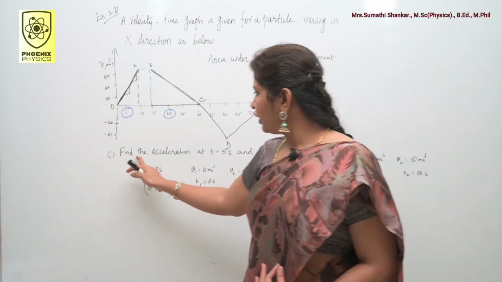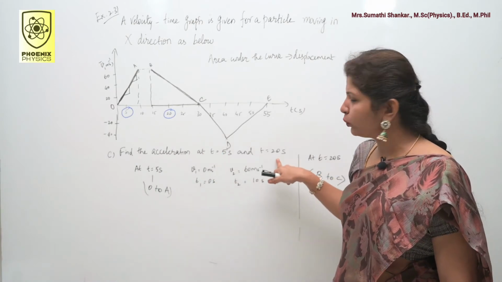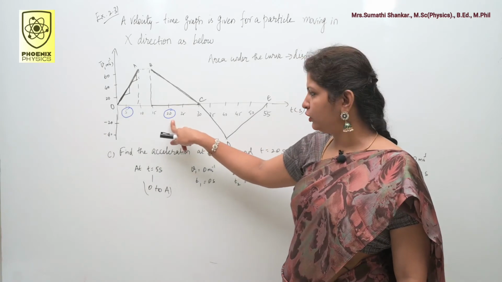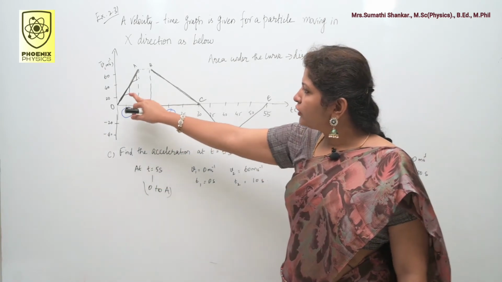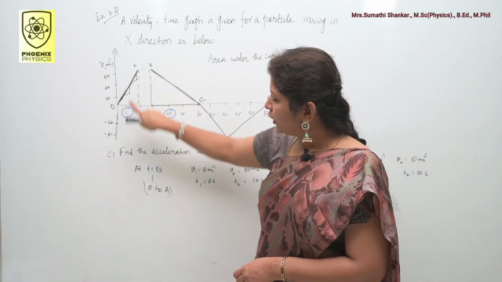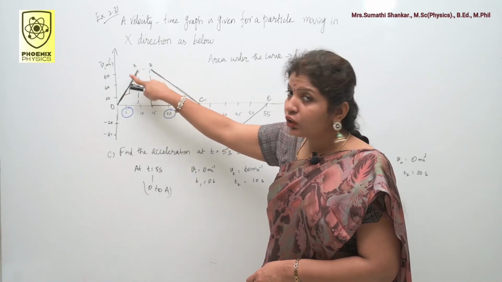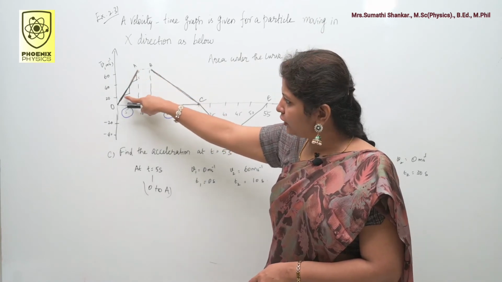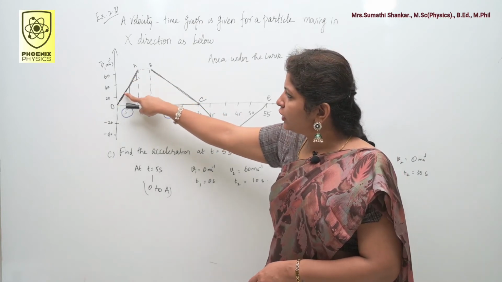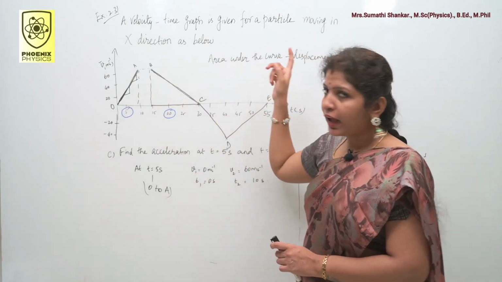Third part, find the acceleration at t equal to 5 second and t equal to 20 second. This is 5 second and this is 20 second. Okay. So for this 5 second, you take the line 0 to A. Here the velocity is increasing uniformly like this, right? So here velocity is increasing uniformly. You know that the slope will give acceleration.